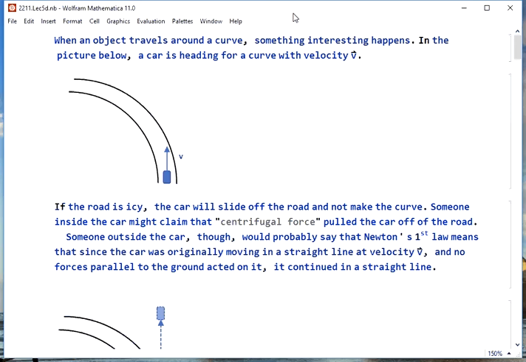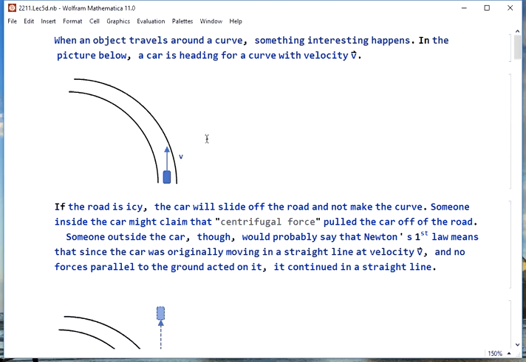When an object travels around a curve, something interesting happens. In the picture shown below, we have a car headed for a turn to the left with velocity v. If we imagine the road is icy, the car is not going to be able to turn to the left and will instead slide off the edge of the road to the right.